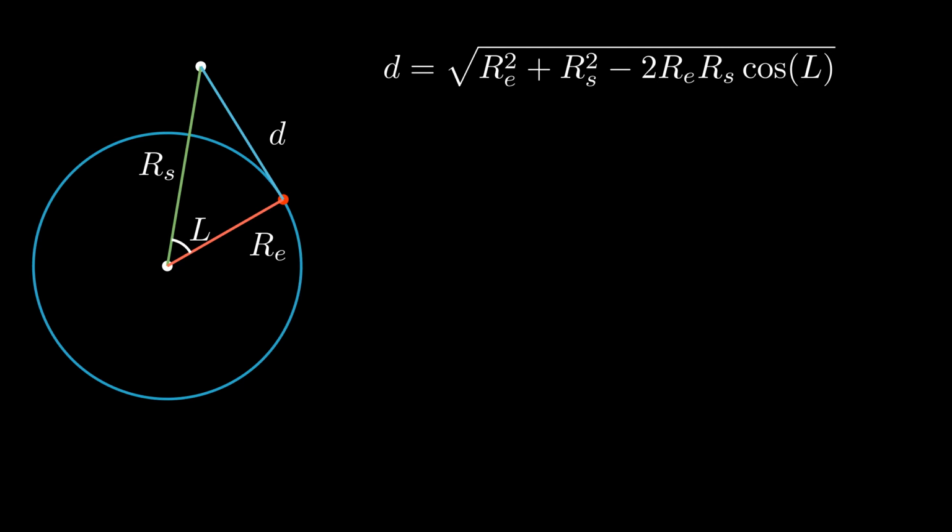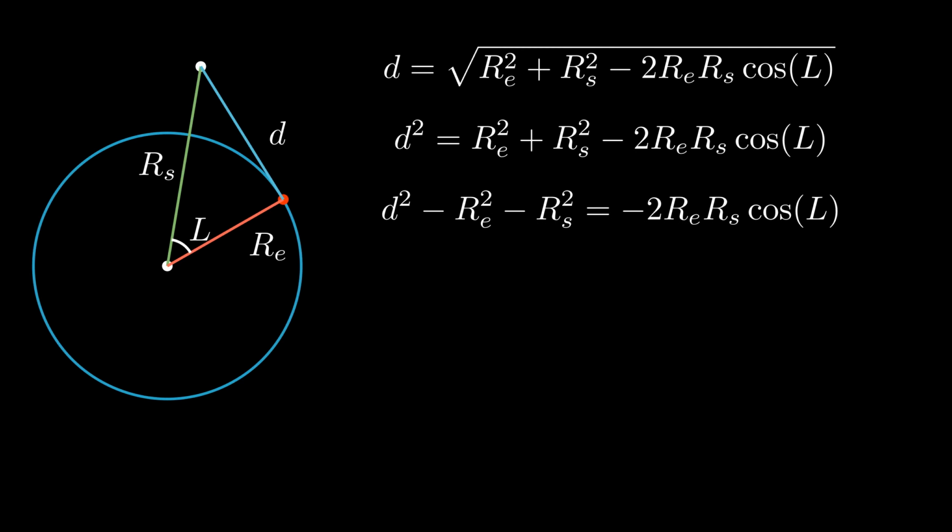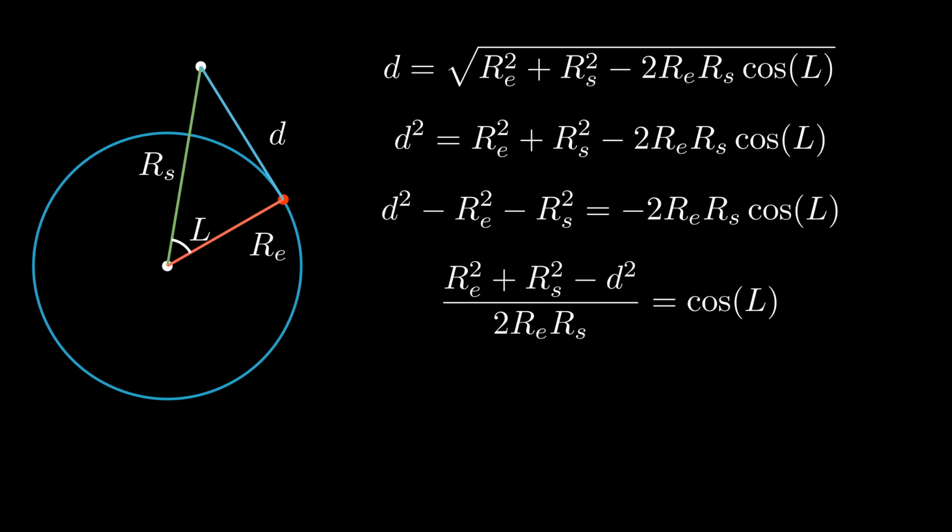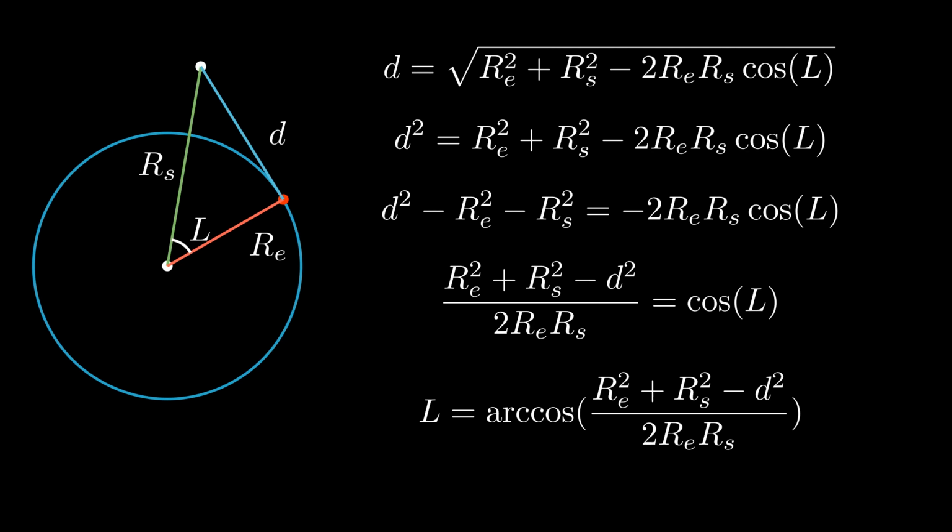From there, we can square both sides to remove the radical, and then move the re squared and the rs squared to the other side of the equation. After that, we can divide everything by negative 2 re rs to isolate cosine L. Finally, to reverse cosine L, we can take the arc cosine of both sides, which will give us the angle of our satellite that we can use to compute our intersection of 4 spheres.